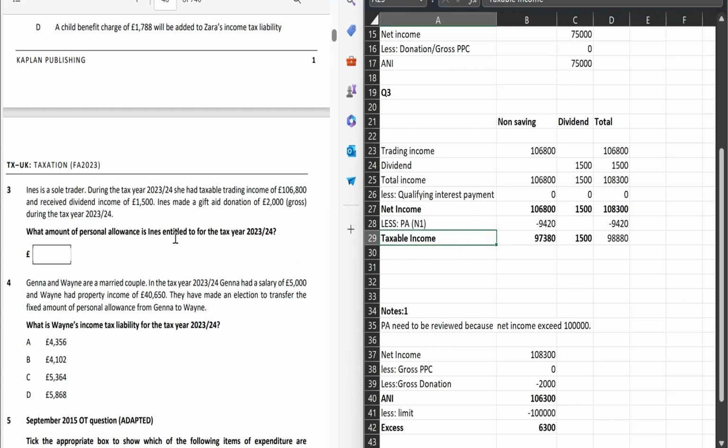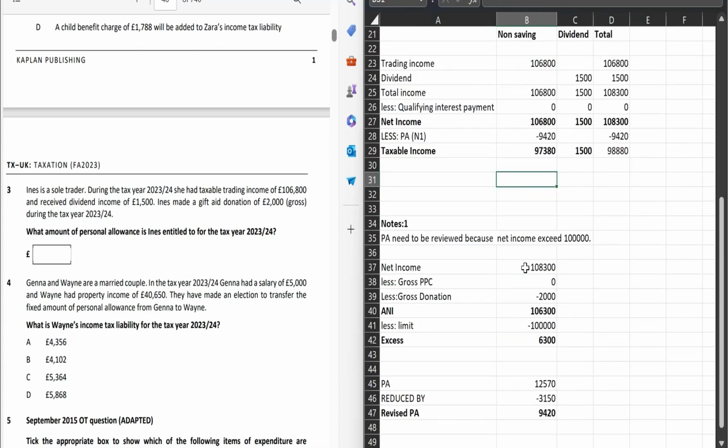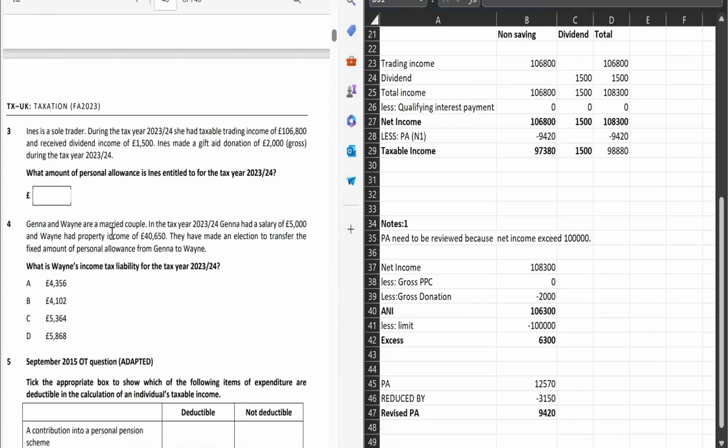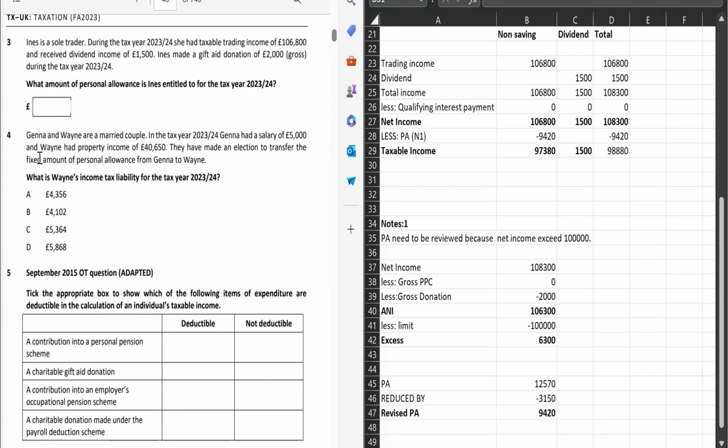Okay, so basically the question was asking what amount of personal allowance one is entitled to for the tax year 2024, and we got it's 9420, right? Okay, so fine. Next question is, what is the Waynes' income tax liability for the tax year 2024?